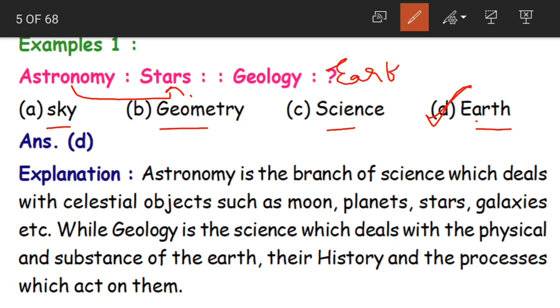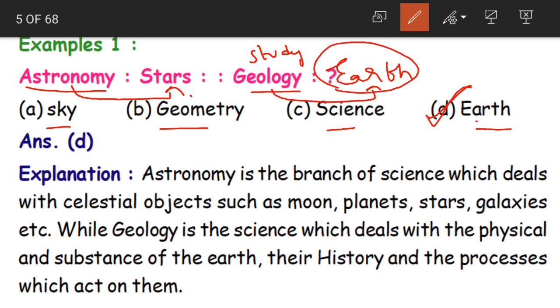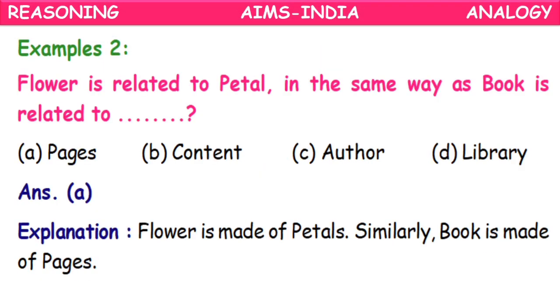Astronomy is the study of stars. In the same way, geology is the study of earth. Understanding they both have the same relation. The first word is the study of the second word here. So astronomy is to stars as geology is to earth.